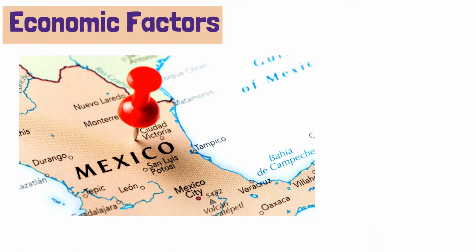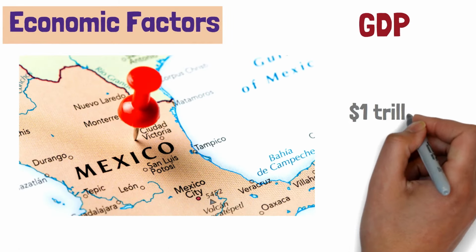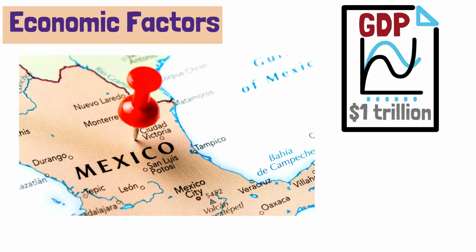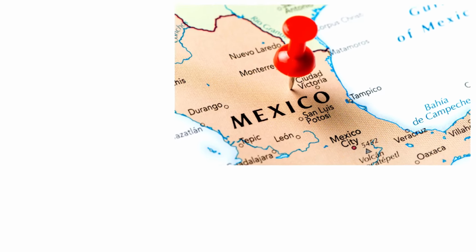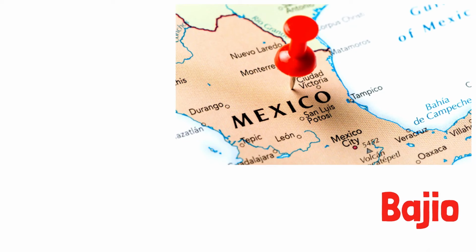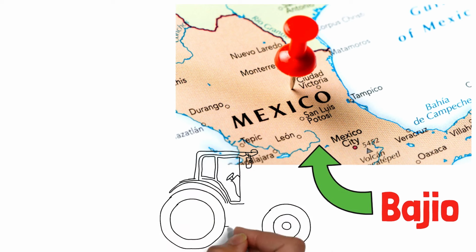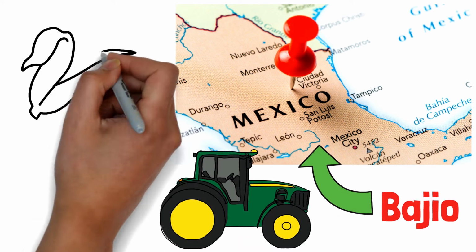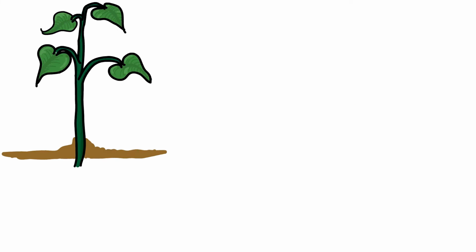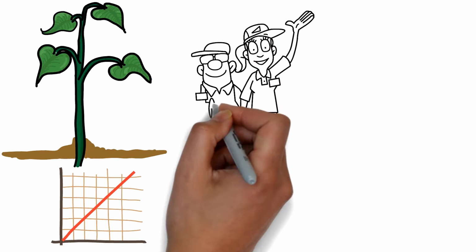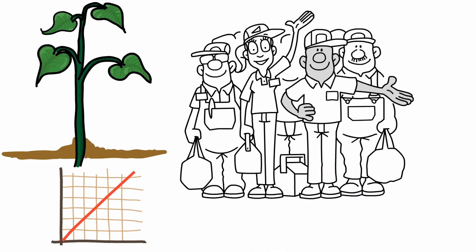Economic factors. Mexico is a land of economic diversity. With the GDP surpassing $1 trillion, it's among the world's largest economies. But it's not just about the numbers, it's about how these numbers influence where people live. The rich, fertile valleys of the Bajío region have been the backbone of Mexico's agricultural sector for centuries. These lands are home to vibrant farming communities, growing everything from corn to avocados. It's no surprise that where there's fertile land, there's a thriving population. People flock here for opportunities in agriculture, making these regions teem with life.